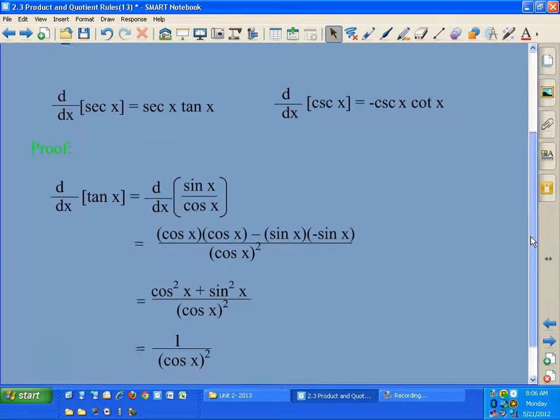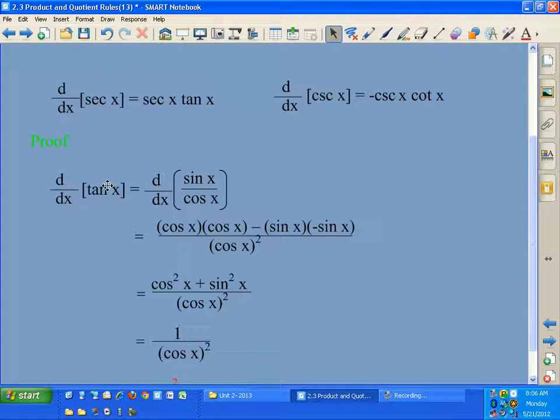If tangent is written as sine over cosine, it becomes a quotient rule. The derivative of the top, sine, becomes cosine, times the bottom, which is cosine, and then subtract the top, sine, times the derivative of the bottom, which is negative sine, all over the bottom squared. Just following the quotient rule, I get cosine squared plus sine squared, which is one of our Pythagorean identities, so that becomes 1, and we're left with 1 over cosine squared, which is the same as secant squared.